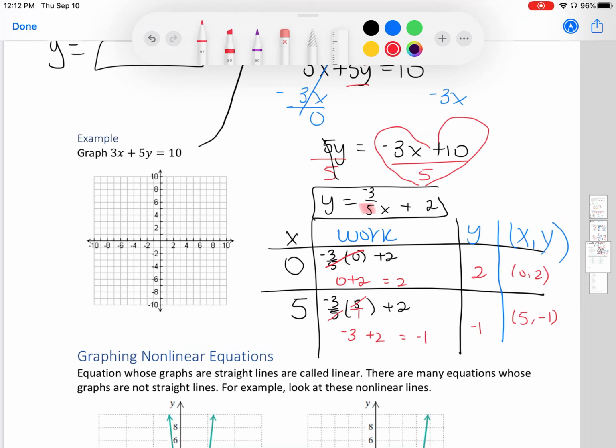So I have (0, 2) and (5, -1). 5 down 1. And that is our graph.